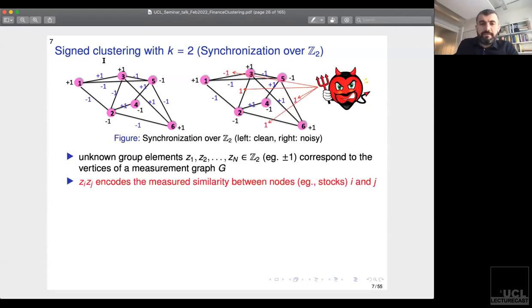But of course, in real life, there's a lot of noise in the data. So somebody comes and flips some of the measurements on the edges. And the goal is, given the graph that you see with the edge measurements, can we recover the group elements sitting at the nodes of the graph? So can we recover the labels, the plus or minus 1? Think of this as just a two community problem.